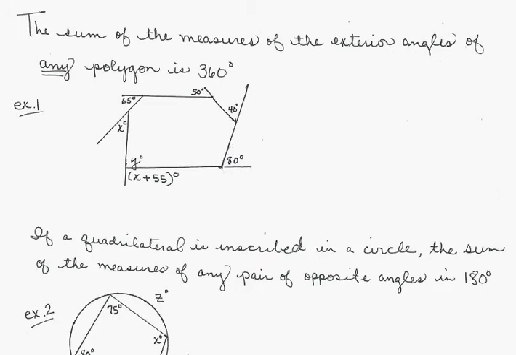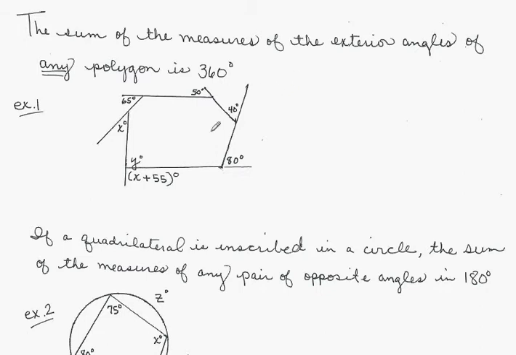I think we tried this in class, but I was rushing and didn't really explain it well. Okay, so here we have a 1, 2, 3, 4, 5, 6-sided figure, and we're going to figure out what x and y are. We're going to use this definition: the sum of the measures of the exterior angles of any polygon is 360. So what we're going to do is add up all the exterior angles and set it equal to 360.